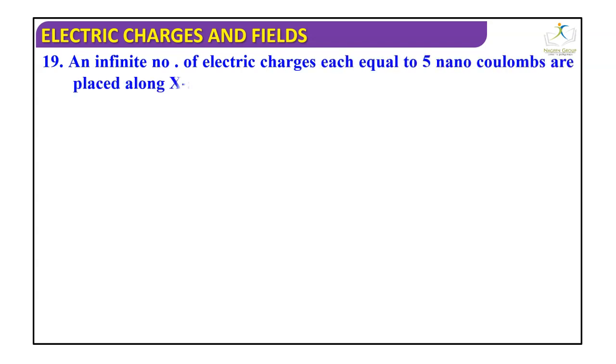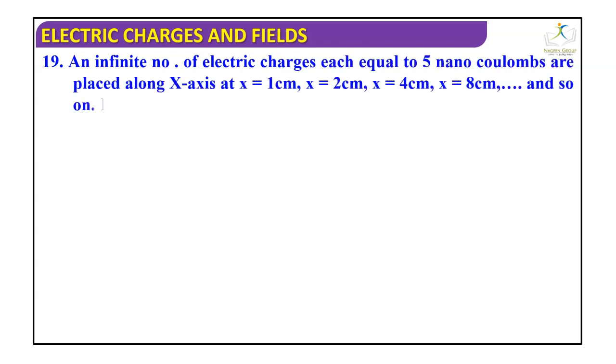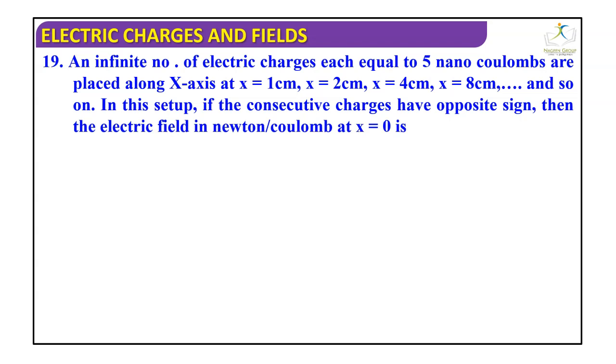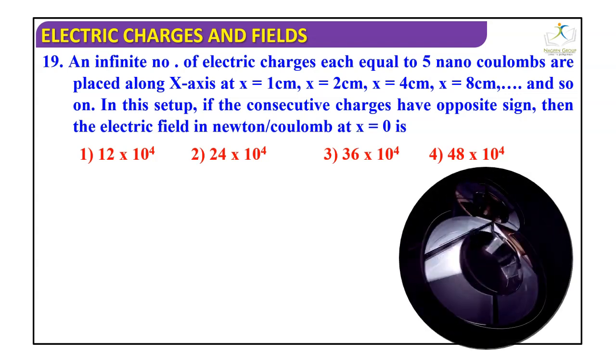An infinite number of electric charges equal to 5 nanocoulomb are placed along the x-axis at x equal to 1 centimeter, x equal to 2 centimeter, 4 centimeter, 8 centimeter, and so on. In this setup, if consecutive charges have opposite sign, then the electric field in Newton per Coulomb at x equal to 0 is. So we have these options. Try to solve this particular question.